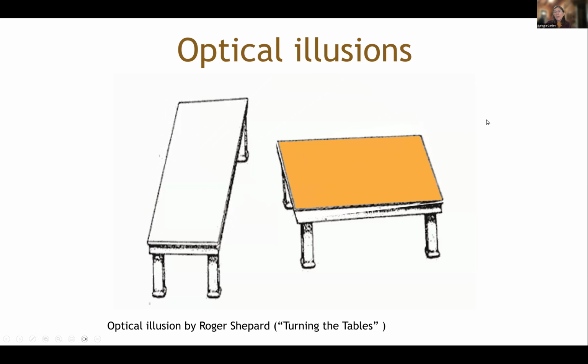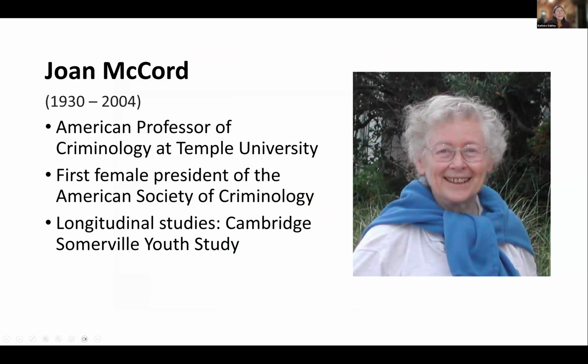But because of optical illusions, there are tricks that your mind is playing with you that tell you that one table has a different size from the other. And you might say that there's an equivalent, emotionally based illusion. We can have illusions of helping others. And the person I think who best illustrates these ideas is a woman named Joan McCord. She was the first female president of the American Society of Criminology. She's a fascinating human being.